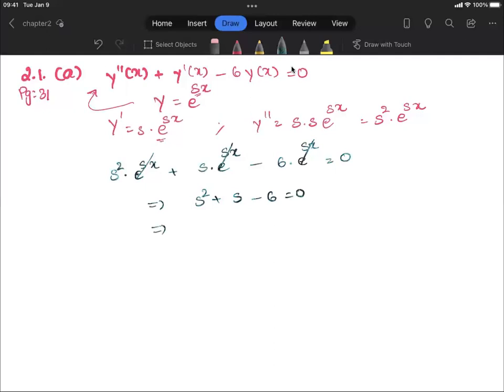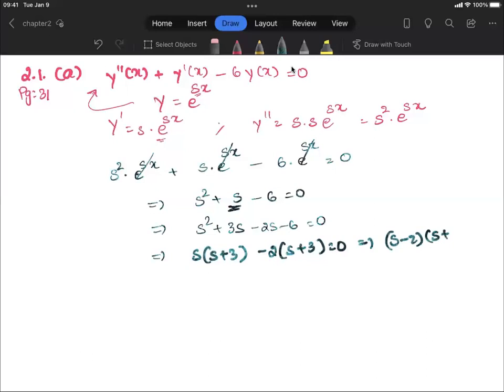So it's a quadratic equation. We can solve this equation by writing s as 3s minus 2s and factoring things out. So that implies s can take the values of plus 2 or minus 3.